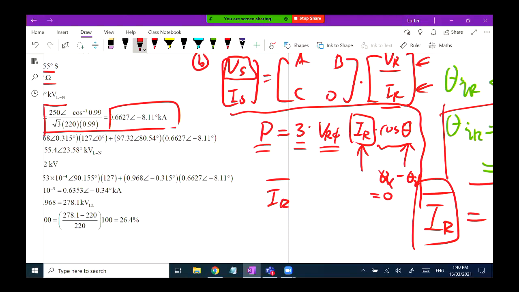And again, you have to balance the system. So you may convert that to the line-to-line voltage, then finish. Is that okay, everyone? Okay.